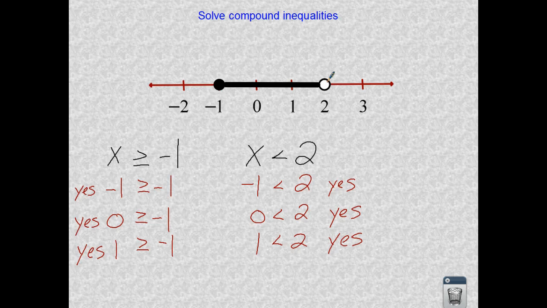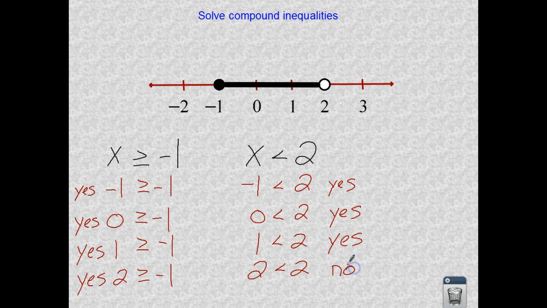Is 2 greater than or equal to -1? Yes. So it satisfies the part of the inequality that it goes up to 2. However, it being an open circle, we know that it should not be part of the second one. Let's just double check that. Is 2 less than 2?